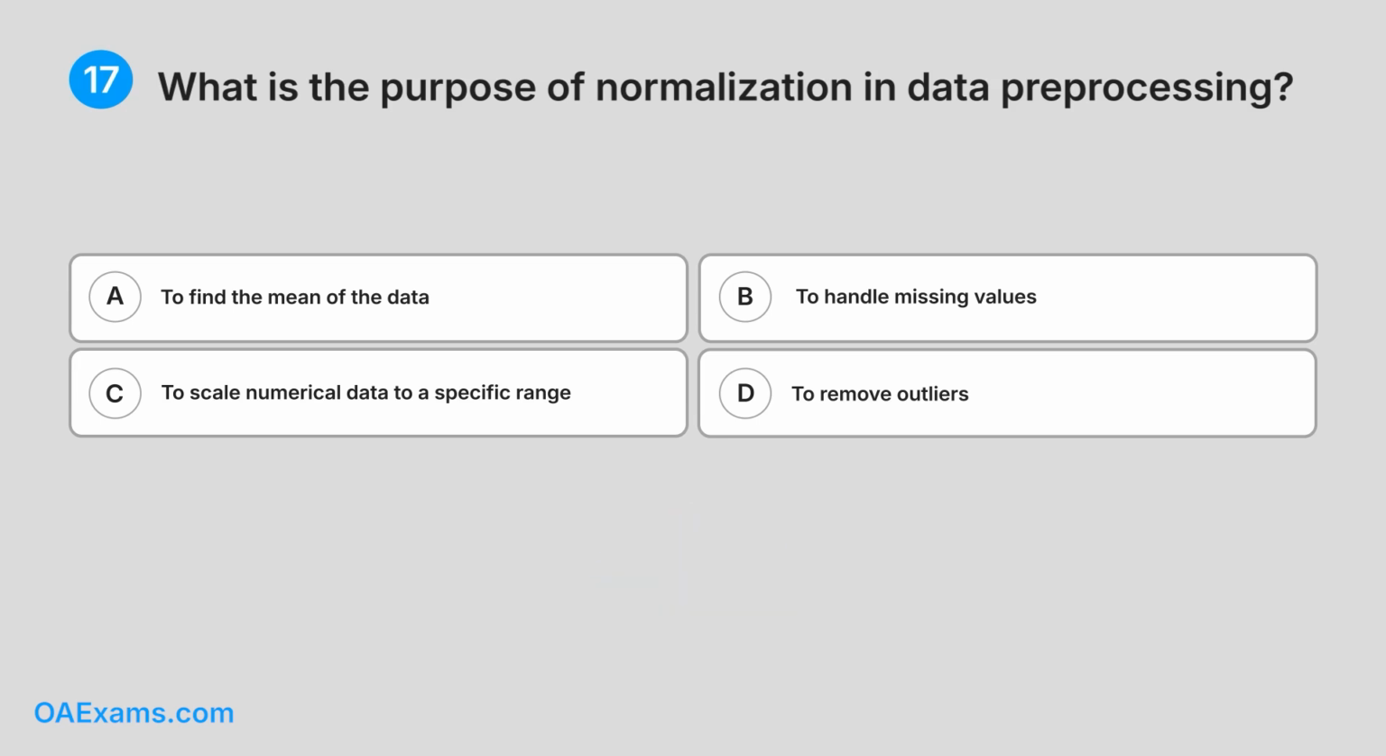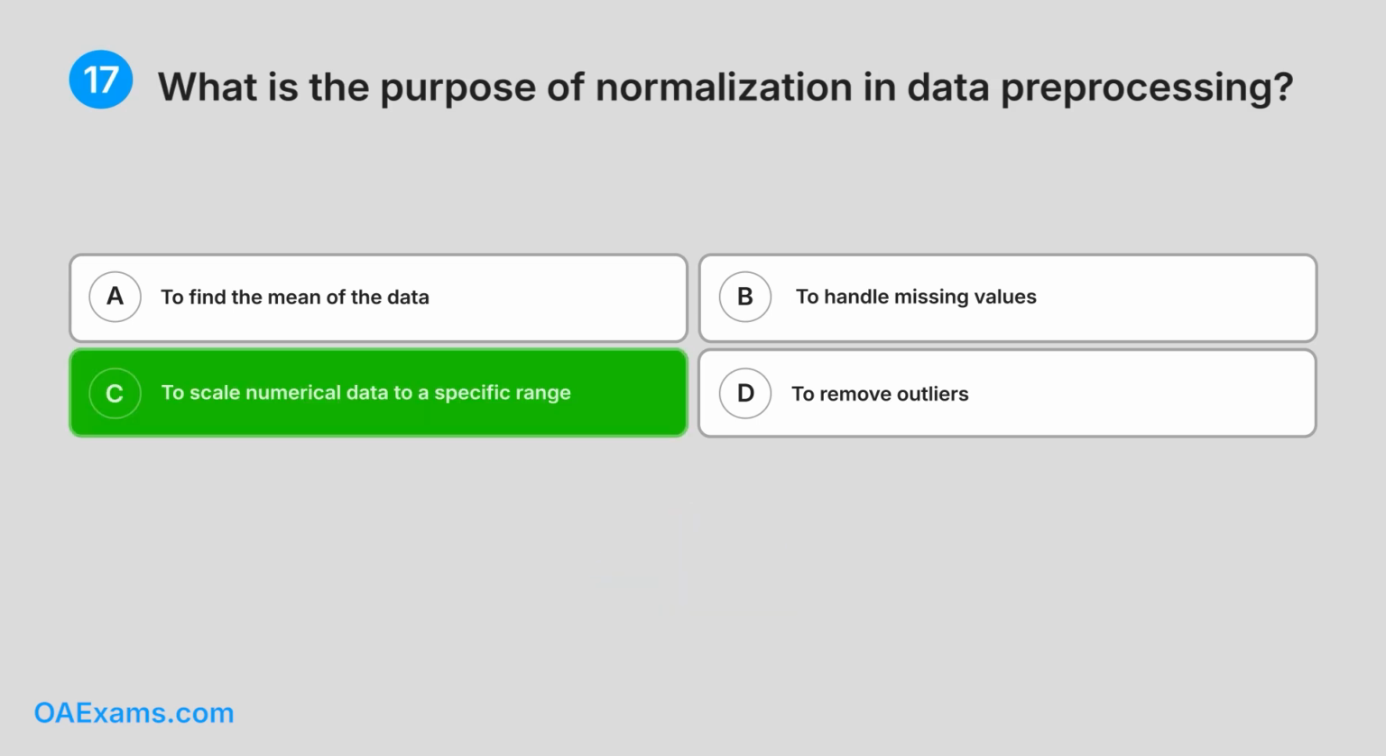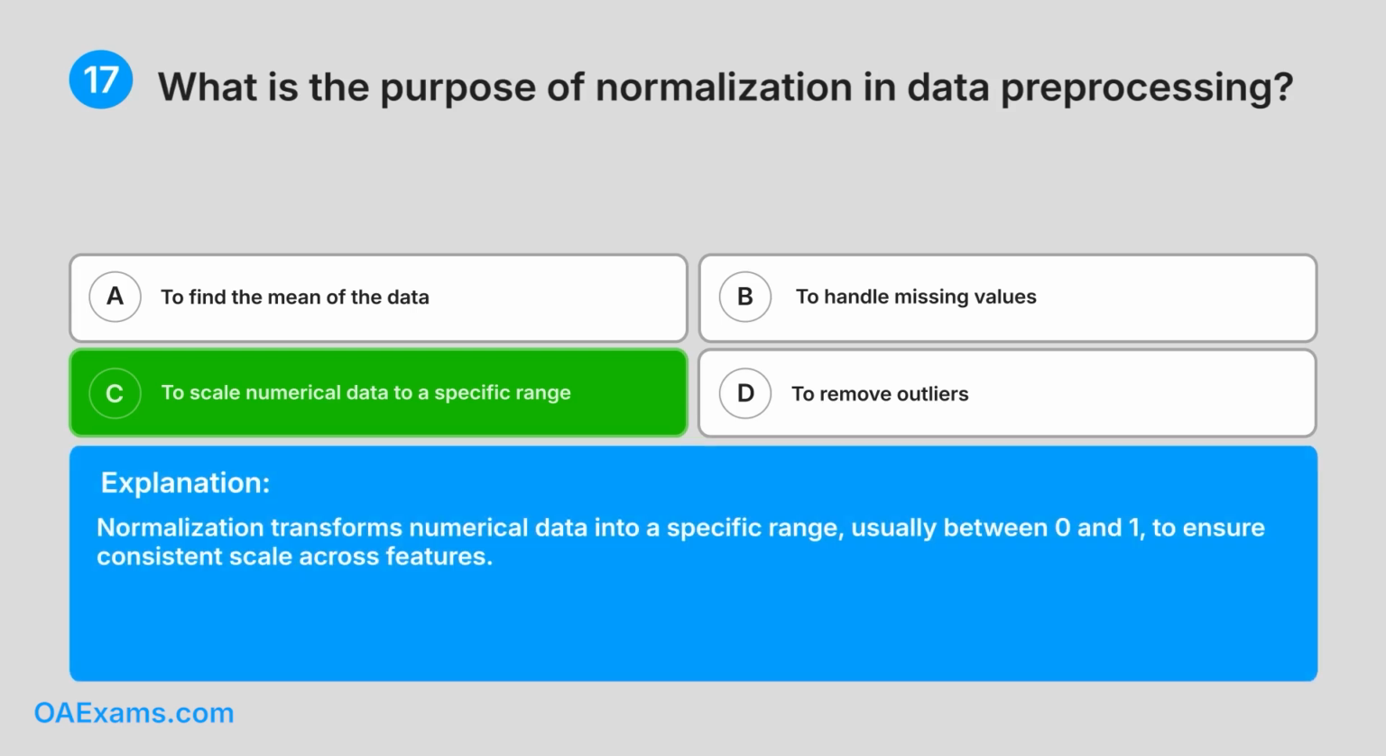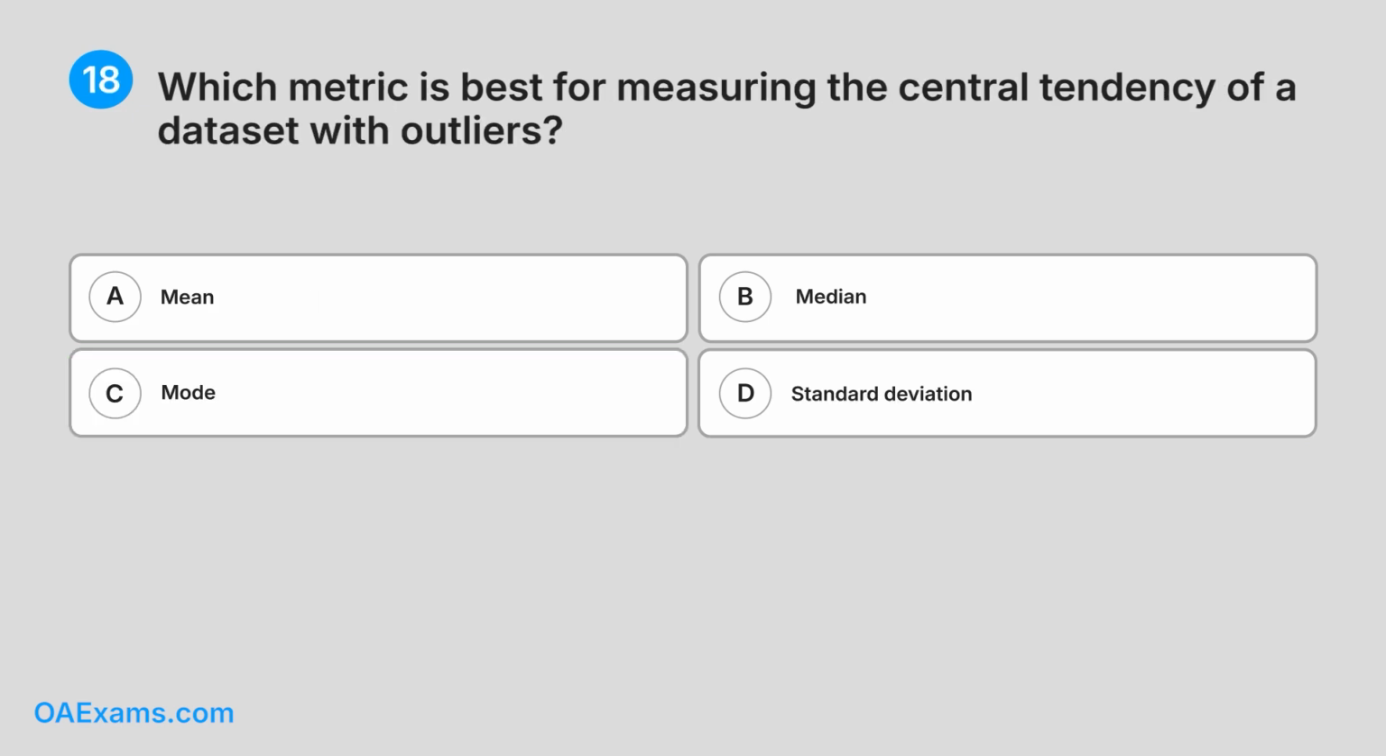Correct answer. C. To scale numerical data to a specific range. Explanation. Normalization transforms numerical data into a specific range, usually between 0 and 1, to ensure consistent scale across features. 18. Which metric is best for measuring the central tendency of a dataset with outliers?